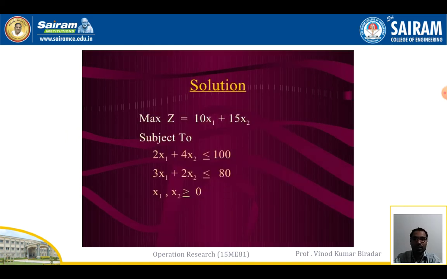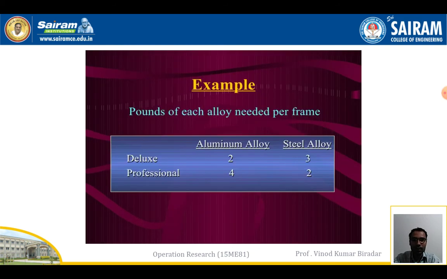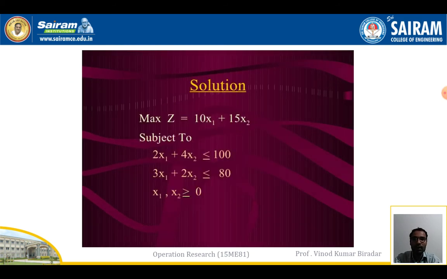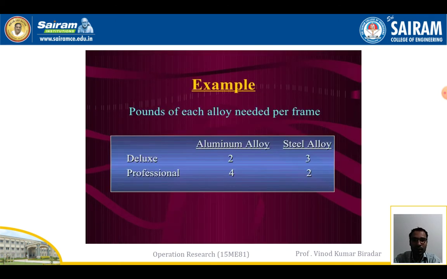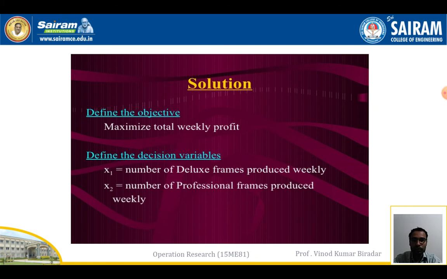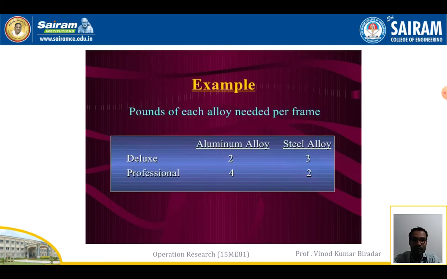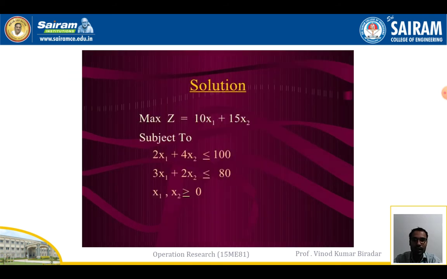Okay, so maximization is equal to what? Z is equal to the total profit, as given in the problem: 10x1 plus 15x2. Why do we add here? It is a maximization, a profit problem, so you add. That is, maximize Z equal to 10x1 plus 15x2, subject to the constraints 2x1 plus 3x2 and 4x1 plus 2x2 less than or equal to 100 and 80, as given in the question. The non-negativity restriction is that x1 and x2 should always be greater than or equal to 0.